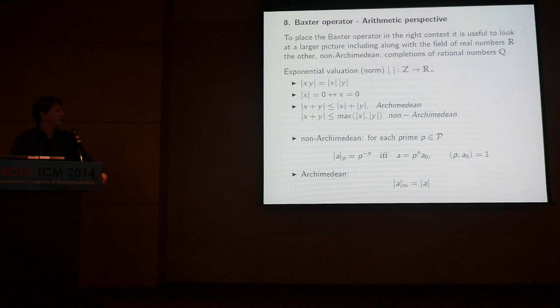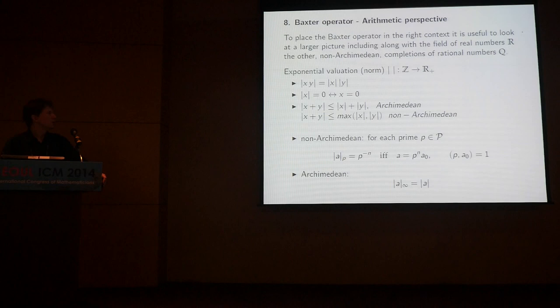But it's not the whole story about this operator. To put it in the right context, one should look at other fields, non-Archimedean fields, which are obtained by completing the rational numbers. One completion is the well-known real numbers, but there are a lot of others. To define them, one should formulate norms or exponential valuations on rational or integer numbers. Here are the standard properties of norms, but we have options. We have Archimedean norms, which satisfy the triangle inequality, and we have non-Archimedean norms, which satisfy a stronger relation.